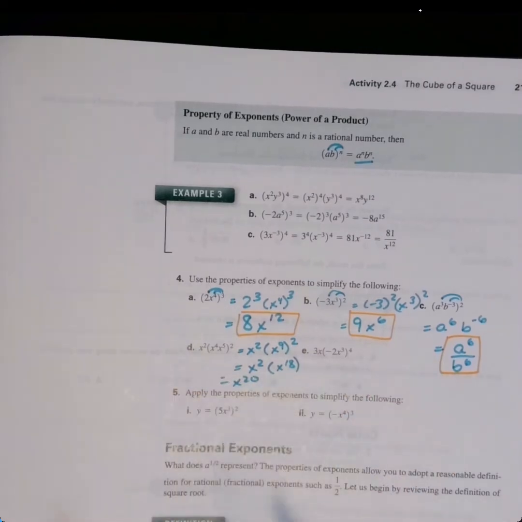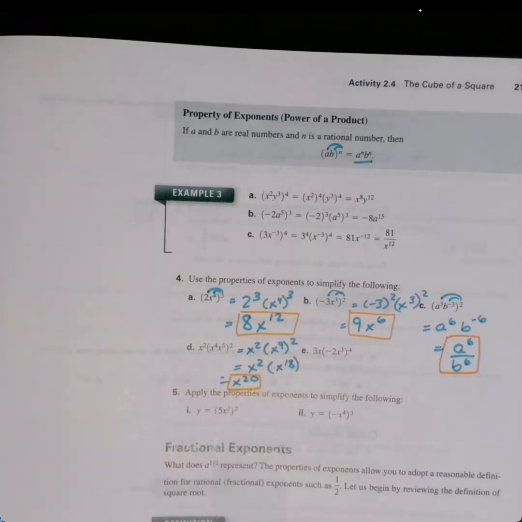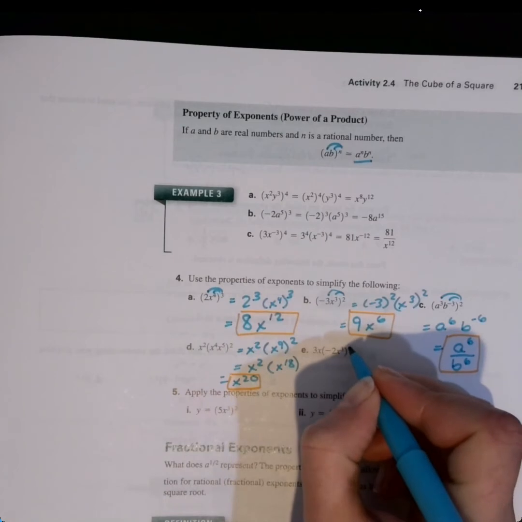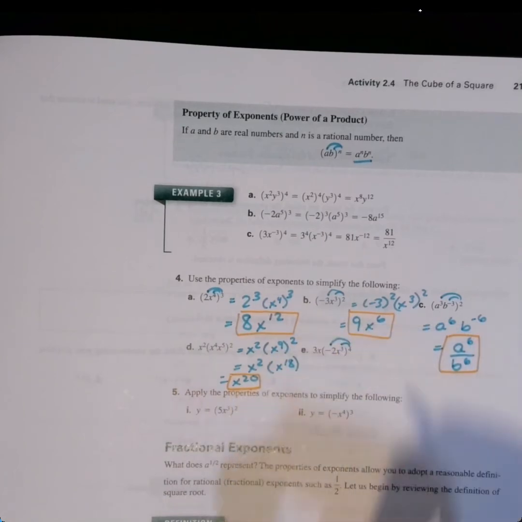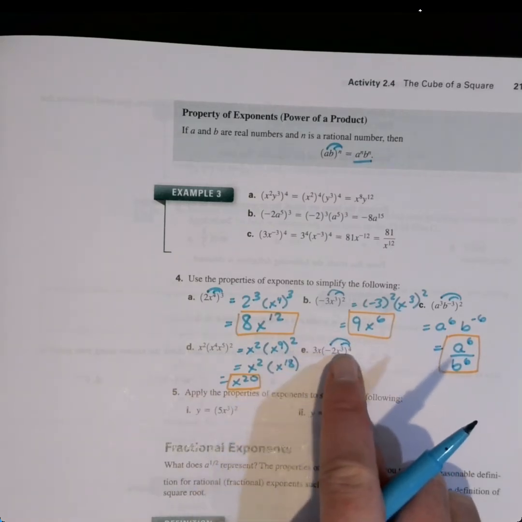Okay, so lots of little steps to do there. And then in part E, power on a power property and power of a product property, both. We're going to do the multiplication on the exponent. We're going to distribute this exponent.